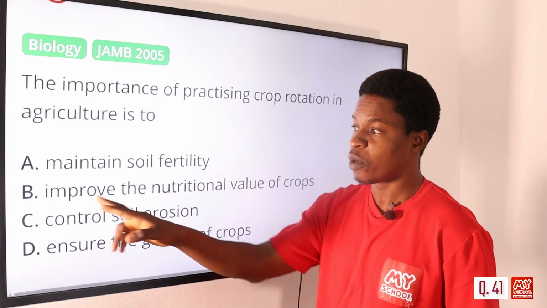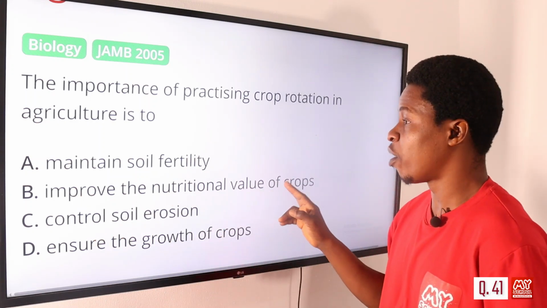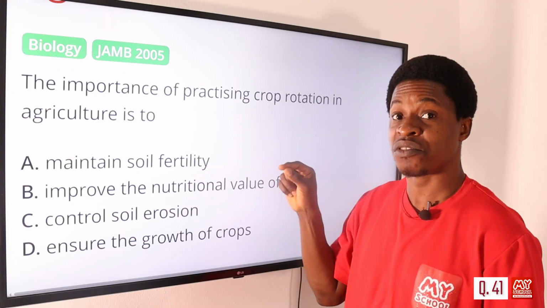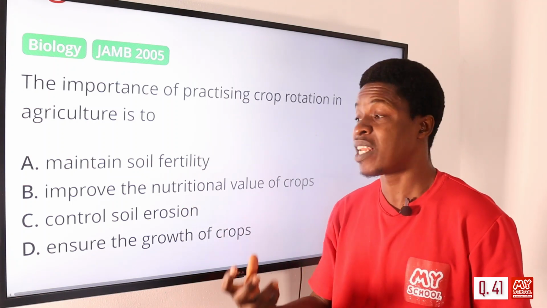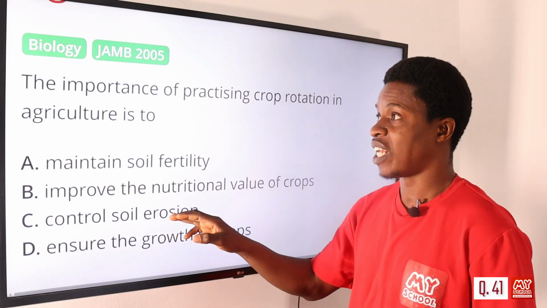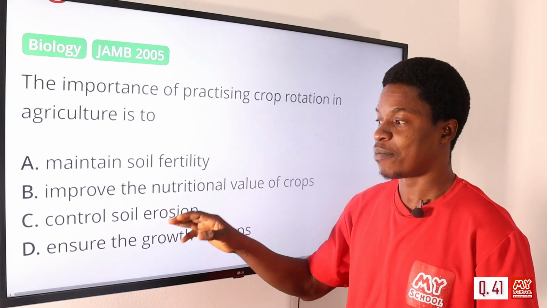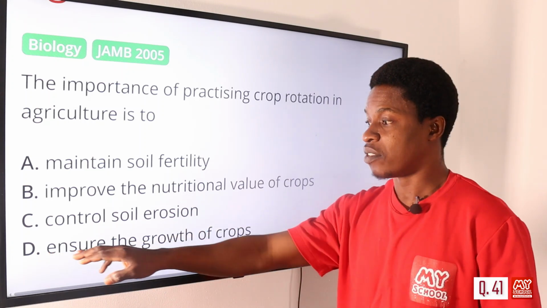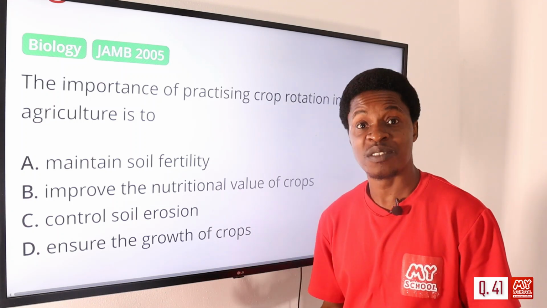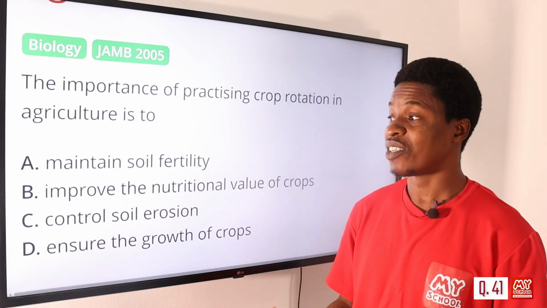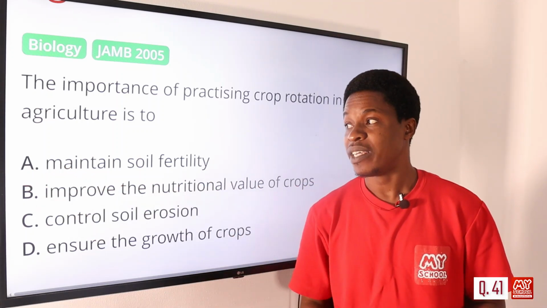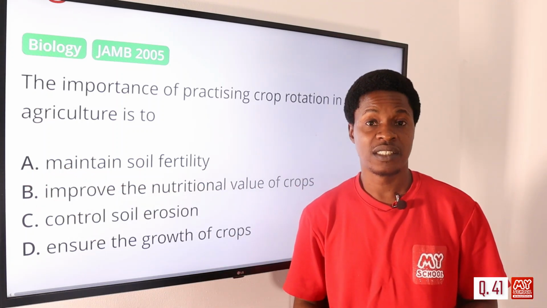That's the major function. Option B says improve the nutritional value of the crops. Yes, you are improving the nutritional value of the crops, but something is responsible for the nutritional value of the crops. It is what? The soil having its nutrients. So it's to maintain soil fertility. Controlling soil erosion is not the purpose; well, it could be part, but it's not the major function. And option D says ensure the growth of the crops. What is ensuring the growth is the nutrient present in the soil. So based on that, the correct answer is option A, maintain soil fertility.